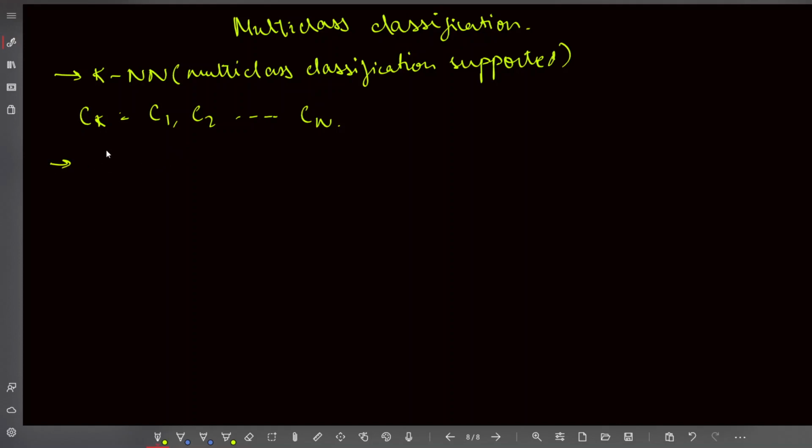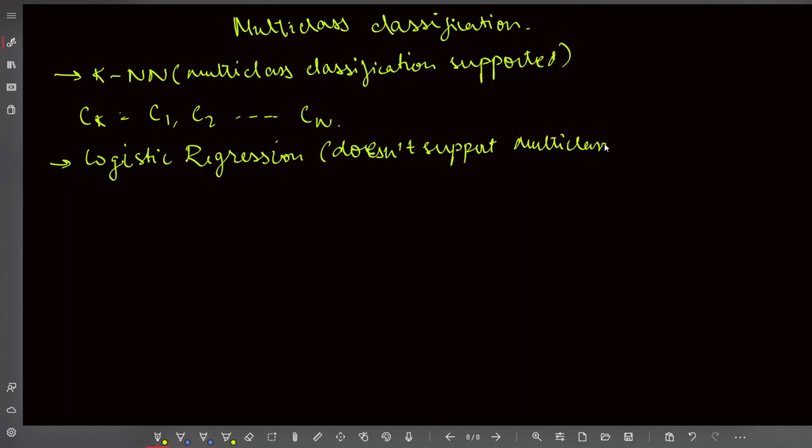But then there are other techniques like logistic regression. Logistic regression is a classification technique. Even though it has the word regression, it's a classification technique that doesn't support multi-class classification. Okay, so what do you do?